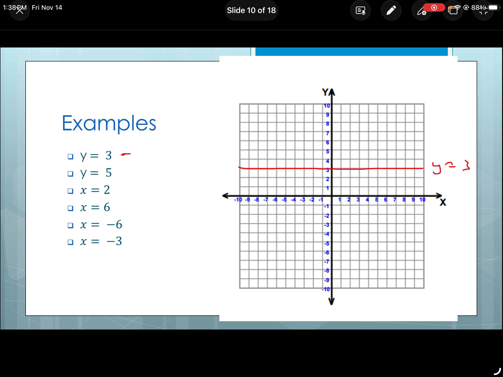What about y equals 5? Does that change it? No, that can also be read actually. Y equals 5? No, it goes through y at 5. So that's y equals 5.